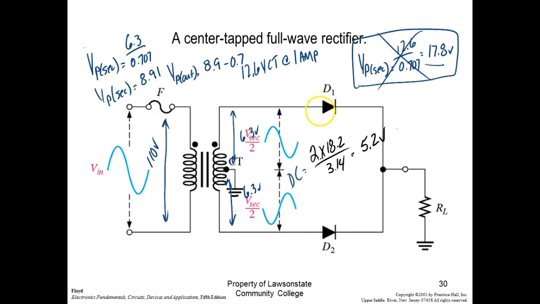Is this anode connected to the other anode? Yes or no? Now, there's a transformer in between them. So no, this guy's not connected to the other anode. This guy's not connected to the anode. We just have a common connection between the cathodes. But these are not in parallel.